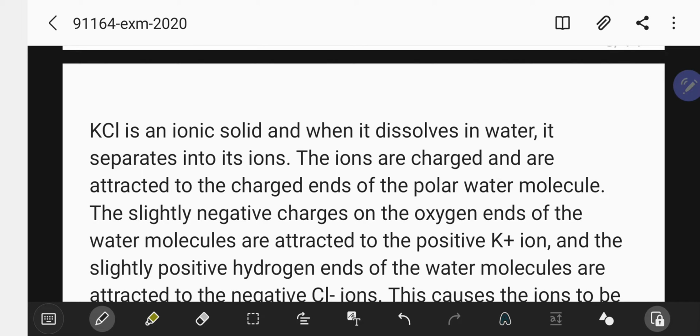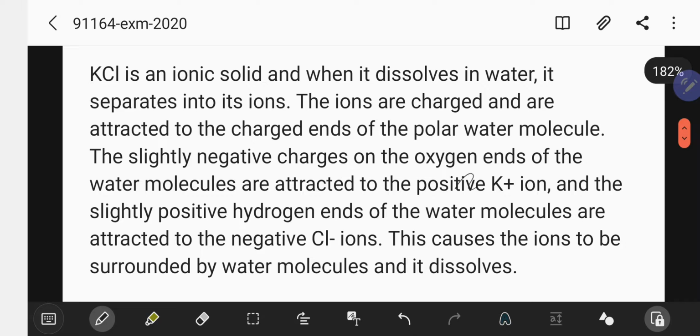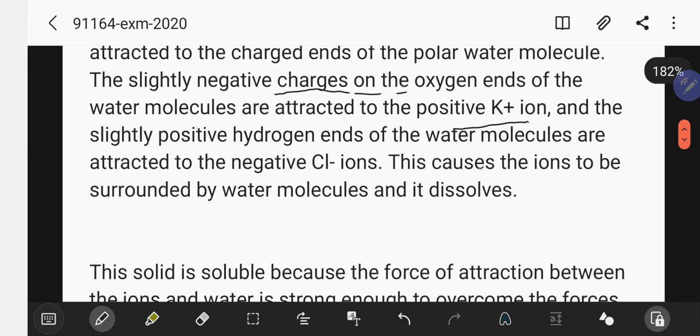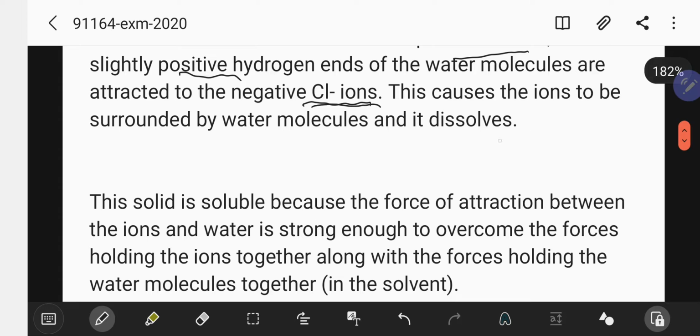So how we can write this, we can just write that potassium chloride is an ionic solid, and when it dissolves in water it separates into its ions. Like I said, the ions are charged and attracted to the ends of the polar water, so they're attracted to those oppositely charged ends. The negative charge in the oxygen end is attracted to the positive, and the slightly positive hydrogen end of the water is attracted to the negative, so the opposite charges are attracted. This causes the ions to be surrounded by water molecules and it dissolves.